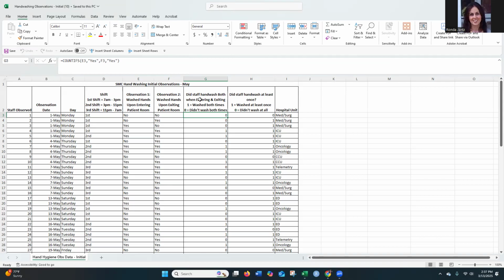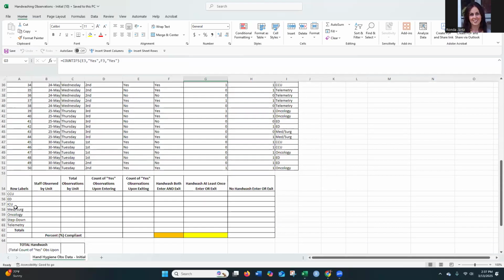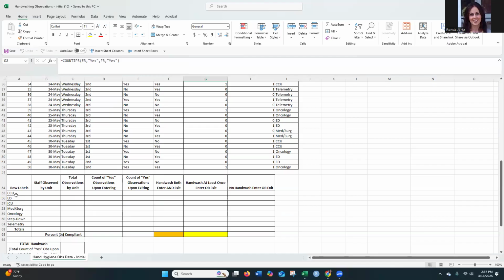Binary data tells us yes or no. No is quantified as 0. Yes is 1. This is used a lot in statistics, but you may or may not have encountered it previously. So we are going to first see if they wash both times, when they enter and when they exit the patient room, or did they wash once? These are our hospital units. We are going to need to know how they washed based on their unit.